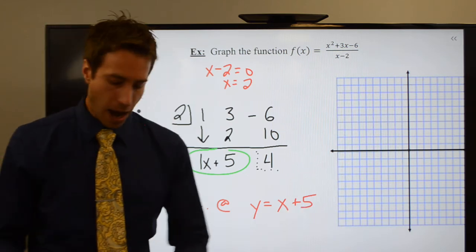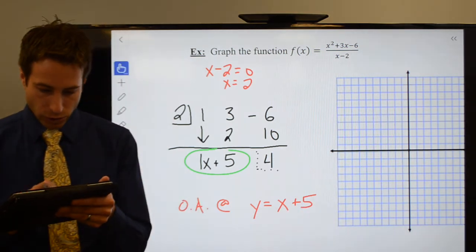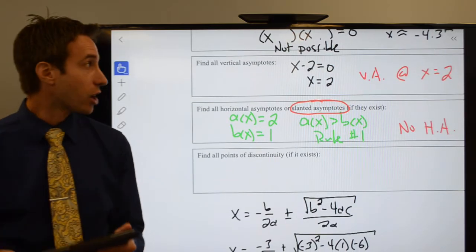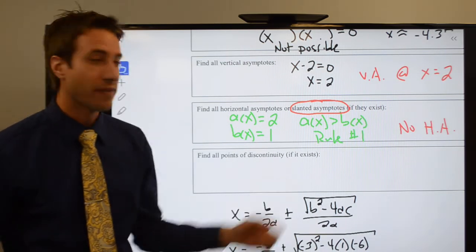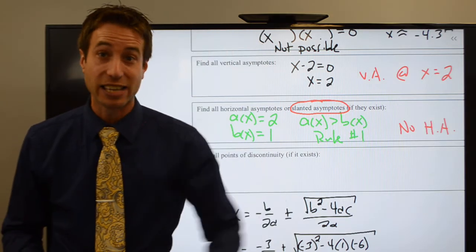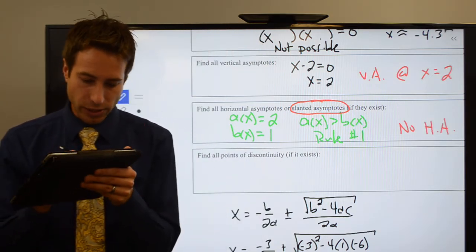All right? Now, I have no horizontal asymptote. That's because I have a slanted asymptote. Do I have any points of discontinuity? I don't have any values that are both x-intercepts and vertical asymptotes. So the answer is none.